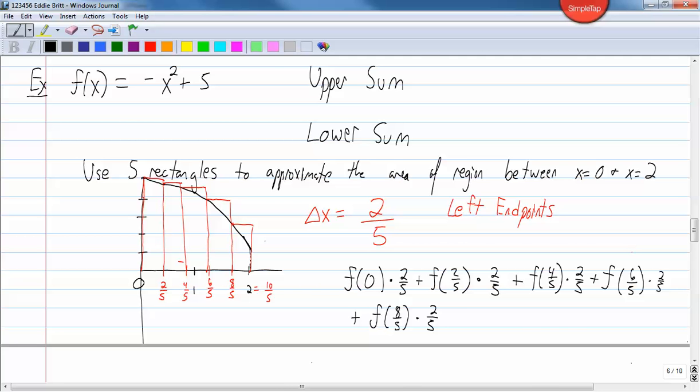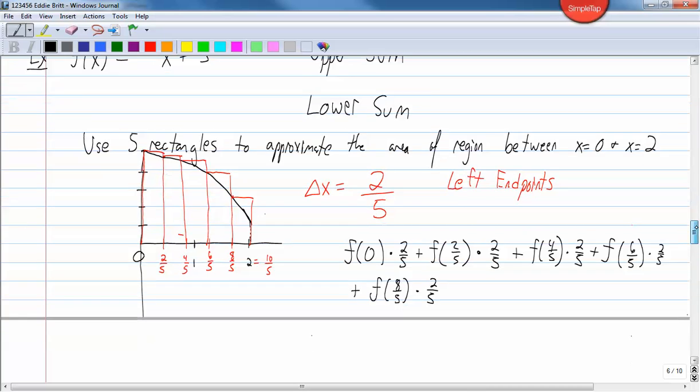Now, I said 5 rectangles. If you do f of 2, you're creating another rectangle. So you can't do that. I said 5. This gives us 1, 2, 3, 4, 5. And notice how many terms I have here: 1, 2, 3, 4, 5. It's a very common mistake for students to include that last right endpoint when we should not.